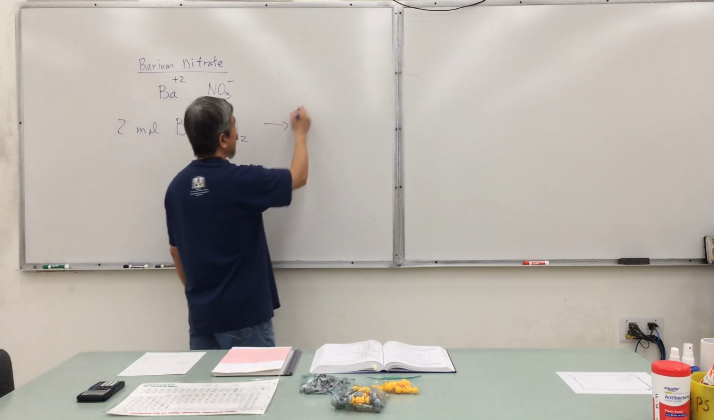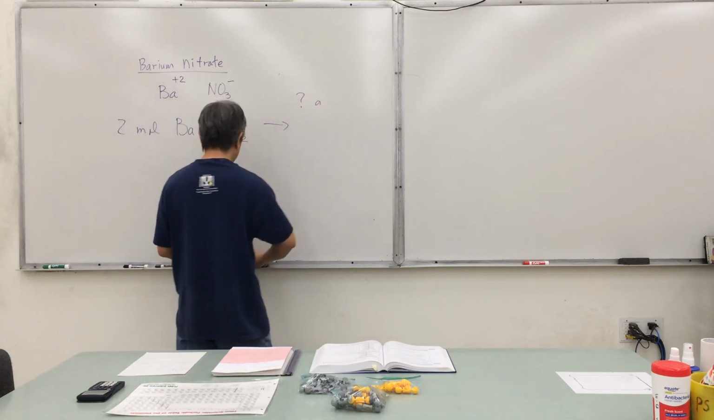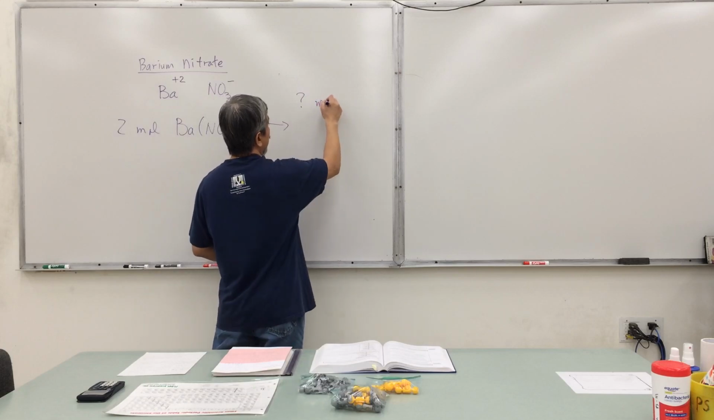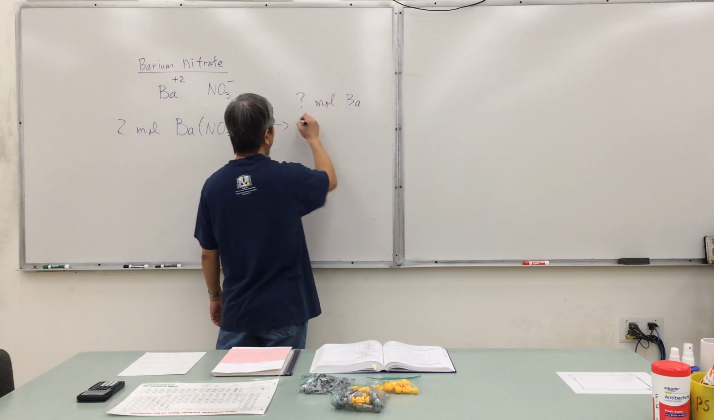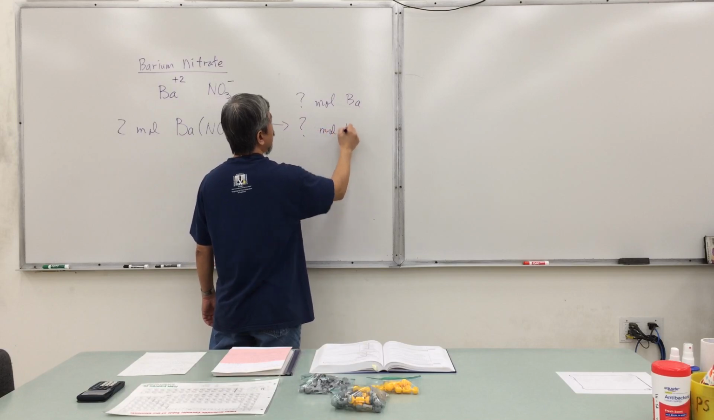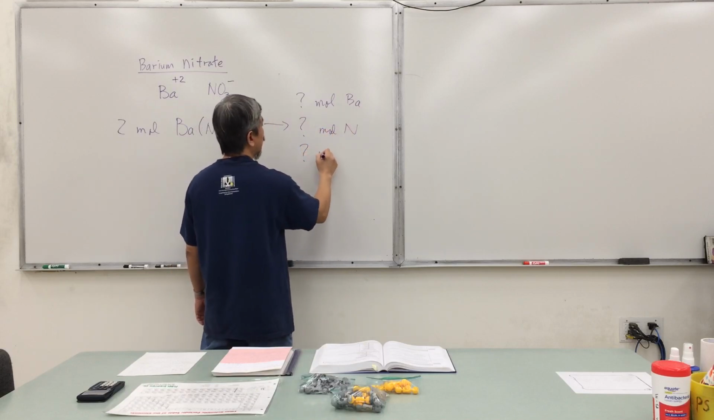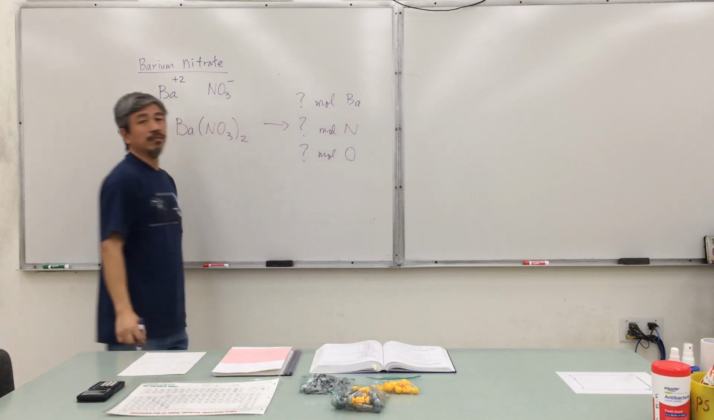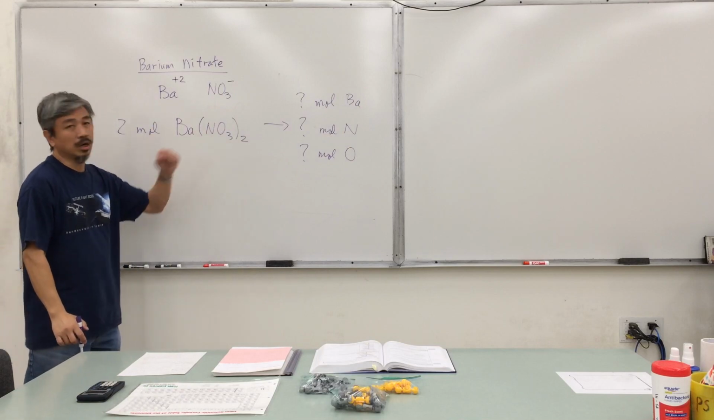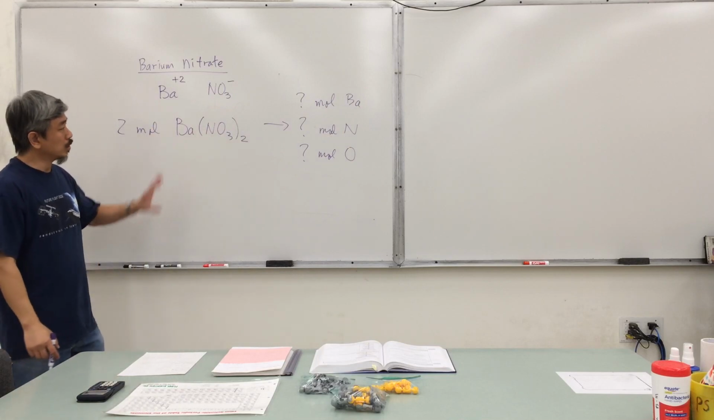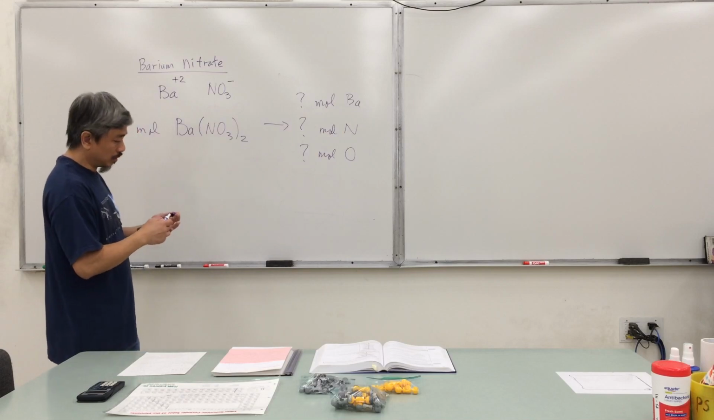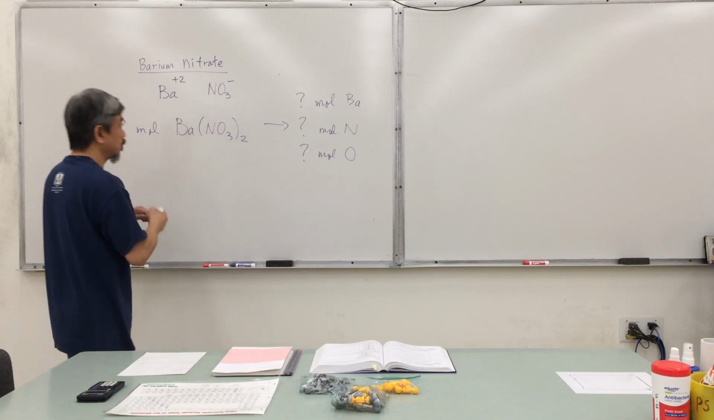Okay, so the question then becomes, in this case, how many moles of barium do I have? How many moles of nitrogen do I have? And how many moles of oxygen would I have? So again, you can see that this consists of 3 different elements here. So doing it just like we did before, the key is to make sure you keep track of things properly.